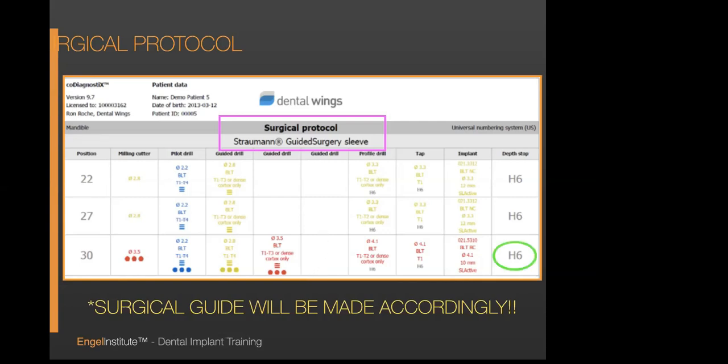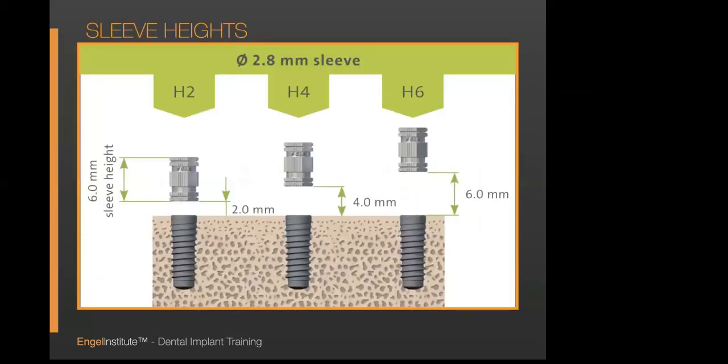Okay, so I'm going to show you here, you're going to have something that's going to reference on your menu, so to speak. Mine looks like this. You're going to have something that's going to reference where the sleeve is. So for me, it's H6. So that would mean that the sleeve is 6 millimeters above the platform of the implant. I'm going to show you why right now.